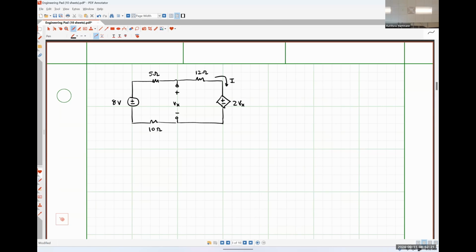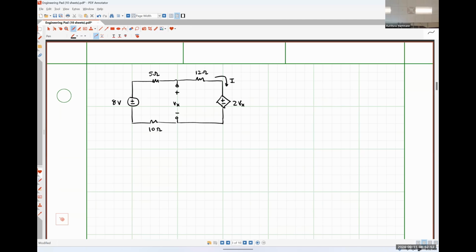So the only voltages that are defined in this particular circuit are our independent source voltage of 8 volts, our dependent source voltage of 2Vx, and then that voltage drop across the open circuit in the middle, that's Vx. So we aren't told the polarity or the value for the voltage drop across any of our resistors, okay? So that means that we have to make a decision.